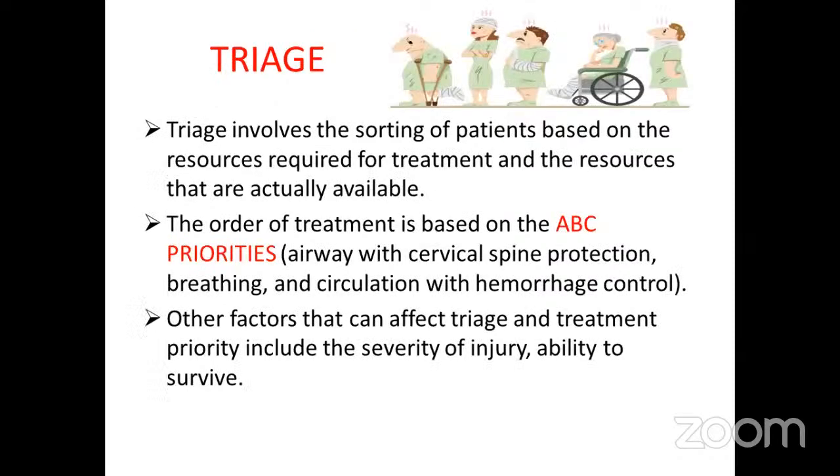So what is triage? Triage is the sorting of patients based on the resources required for treatment and the resources that are actually available in the hospital. The order of treatment is based on the airway, breathing, and circulation priorities. Airway includes cervical spine protection, breathing, and circulation with hemorrhage control. The other factors which affect triage are the severity of injury and the ability of survival.